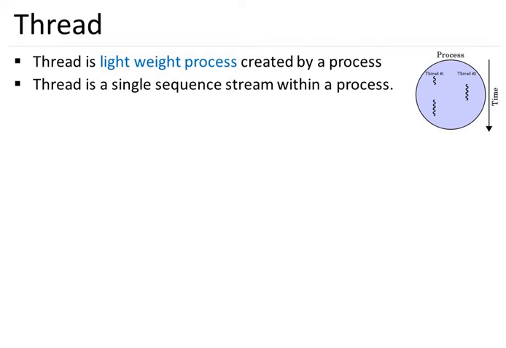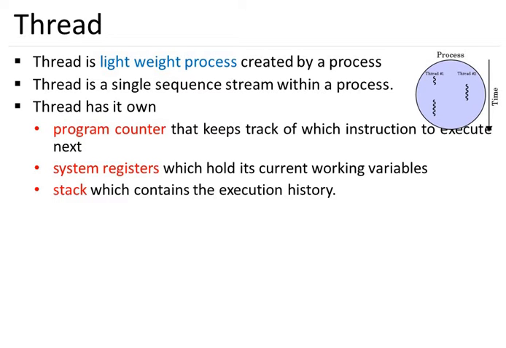A thread is a single sequence stream within a process. Now one process is totally individual to another, but in a process all the threads are connected. A thread has its own program counter, own system registers and stack. For example, the program counter keeps track of which instruction to execute next in a particular thread. System registers hold its current working variables.